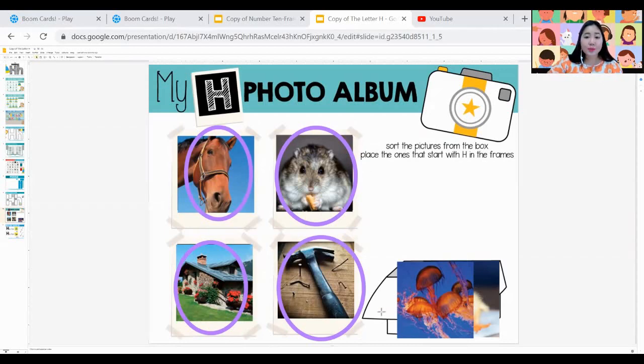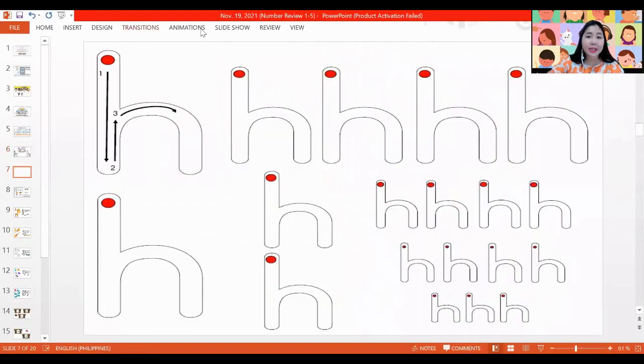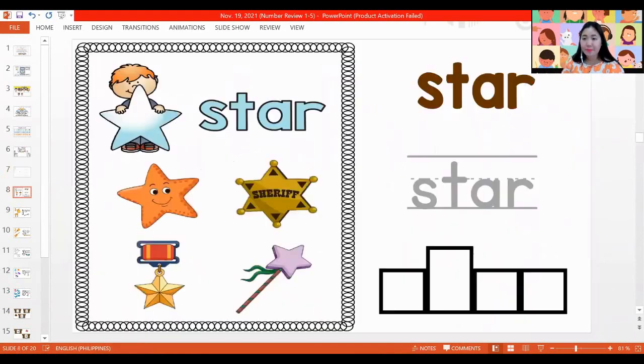So now let's proceed to writing our lowercase letter H. I want you to get your worksheet and write lowercase letter H. Don't forget to trace your name and make sure that you trace inside the lines, okay? Make your letter H look very nice. You can pause the video now while you are working on your letter H. Finished with your letter H?